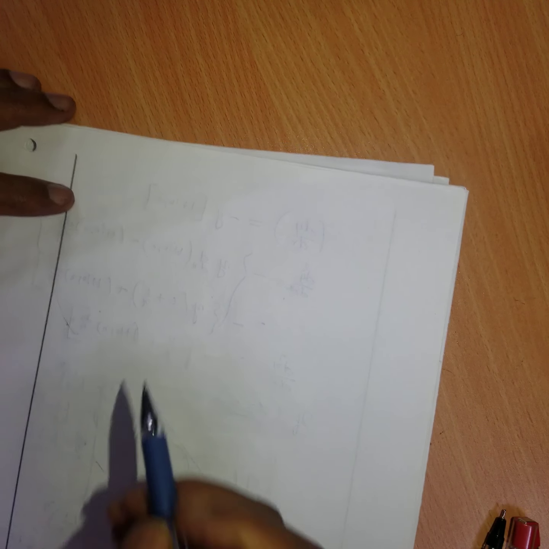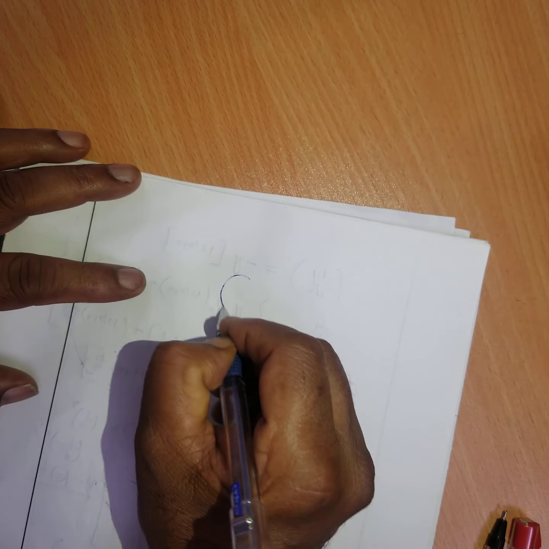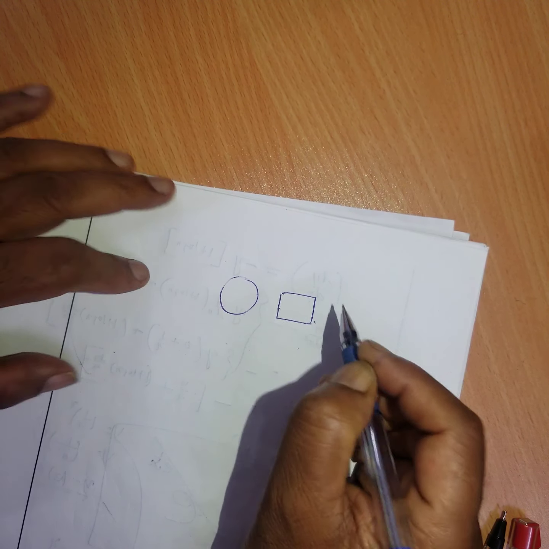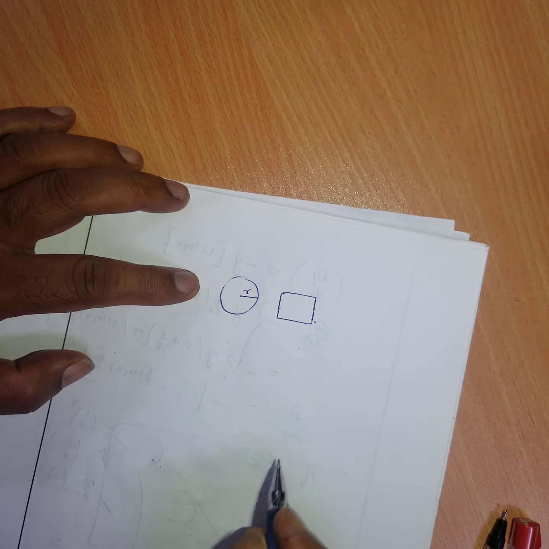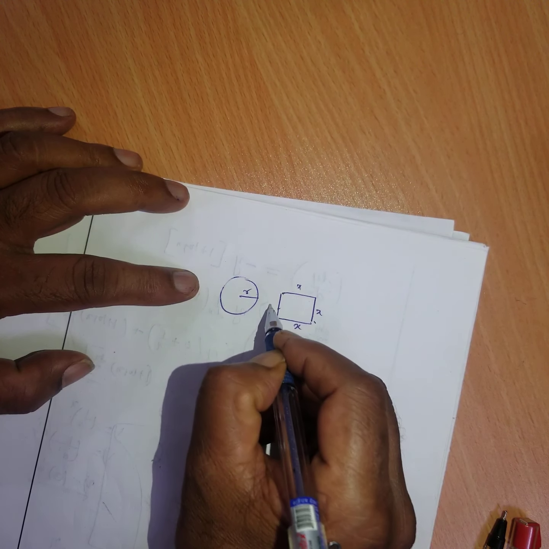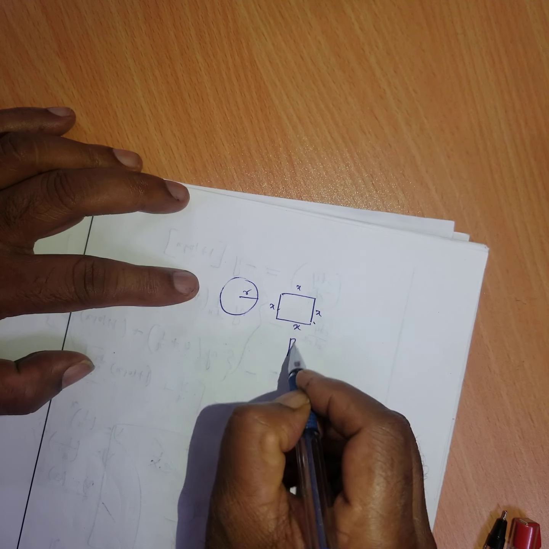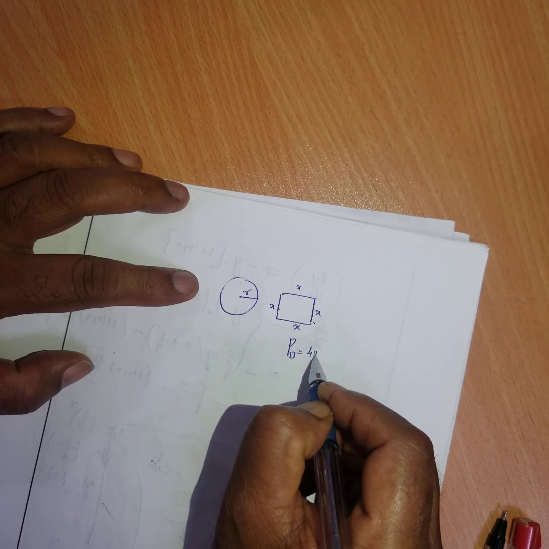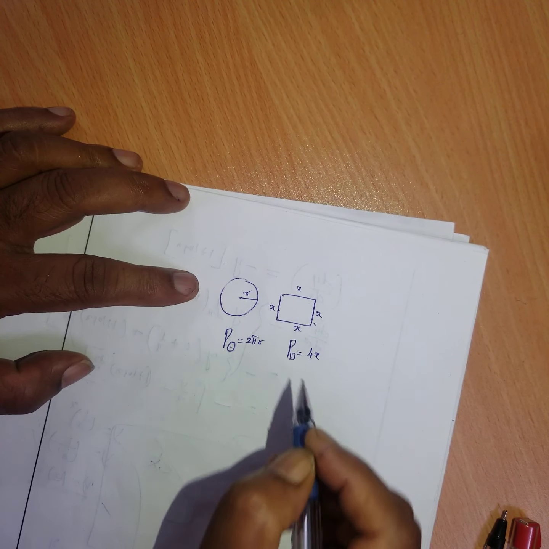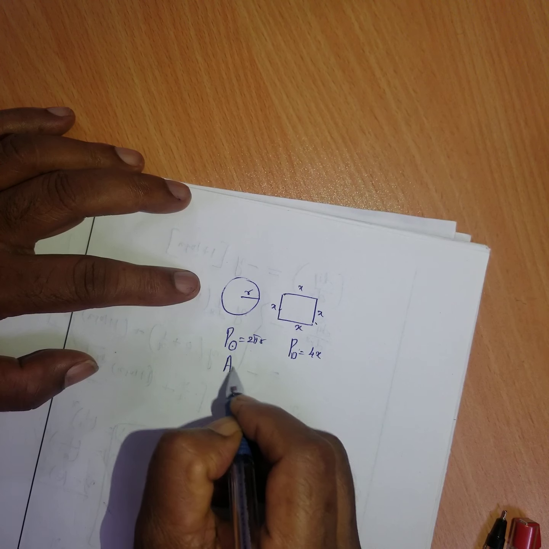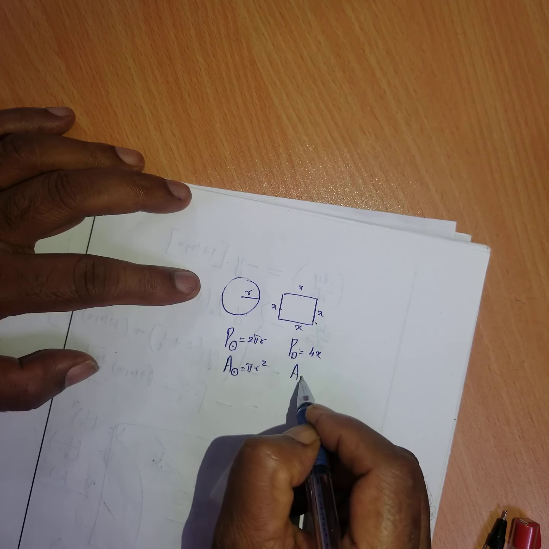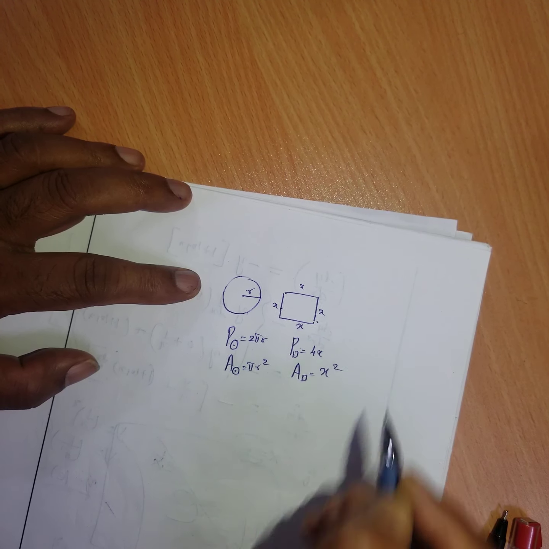See, there is a problem. There one circle is there and a square is also there. The circle of radius r, the square side is x. Therefore, what is the perimeter of this? Perimeter of the square is 4x. Perimeter of the circle is how much? 2 pi r, correct? Then area of the circle is pi r square. Then area of the square is equal to x square.